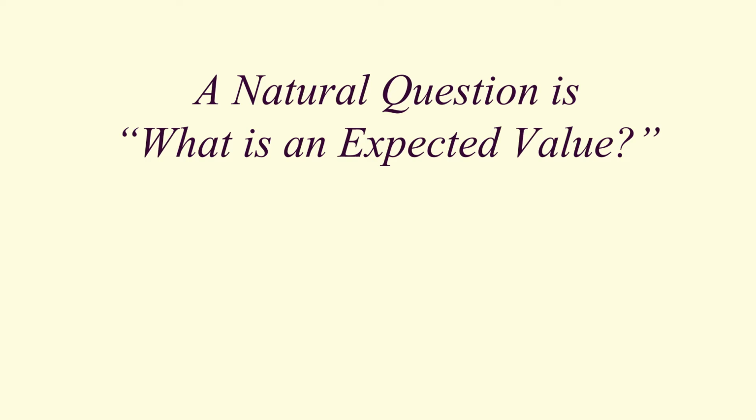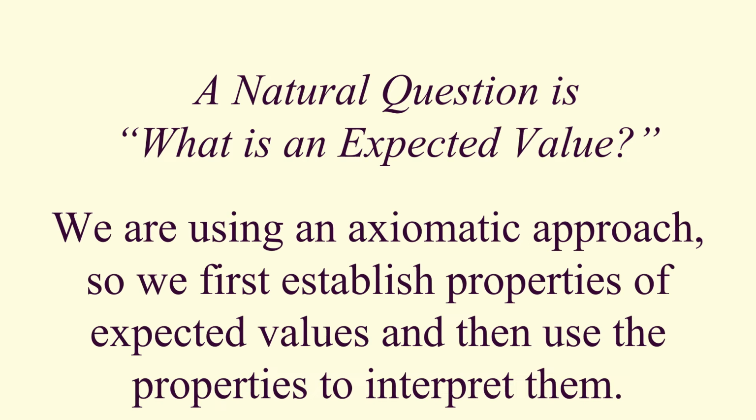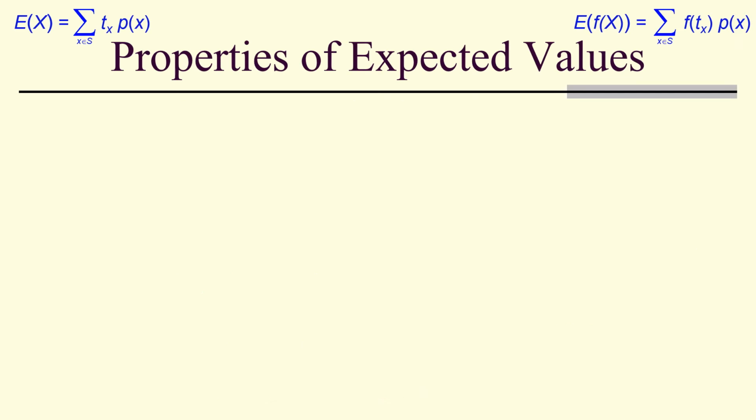So a natural question is, what is an expected value? We know what it is if we have a uniform probability distribution, all probabilities the same, it's an average. But in general, we're using the axiomatic approach. So we're going to first establish properties of expected values, and then we'll use the properties to interpret them. So what kind of properties do we have?